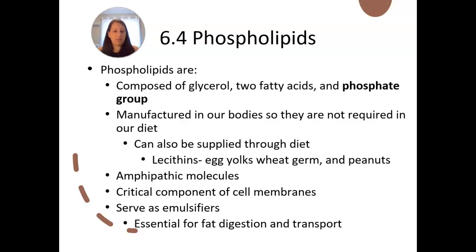Bile serves as an emulsifier. So what does that mean? It's going to break down fat molecules, and it's going to put those fat molecules into structures called micelles, and that's where the phospholipids come into play. We'll talk about micelles a little later in the chapter. So they're essential for digestion. They're found in bile, and they participate in this emulsification of fat.